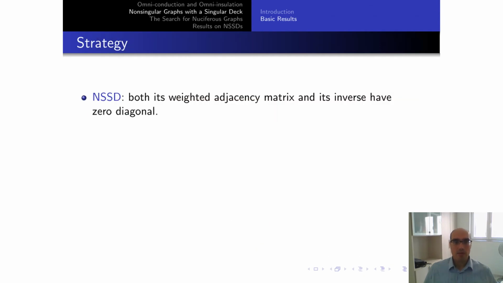Okay, then a little summary. So we have NSSDs whose weighted adjacency matrix and their inverses have both zero diagonals. That's an NSSD. When you have an NSSD, its inverse is an NSSD as well, and vice versa.